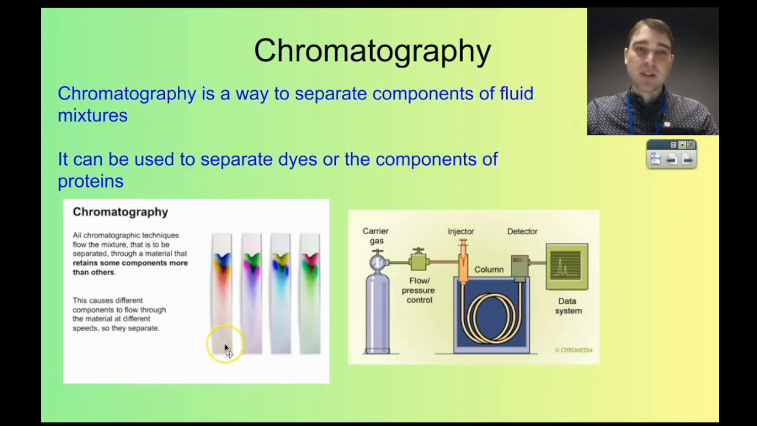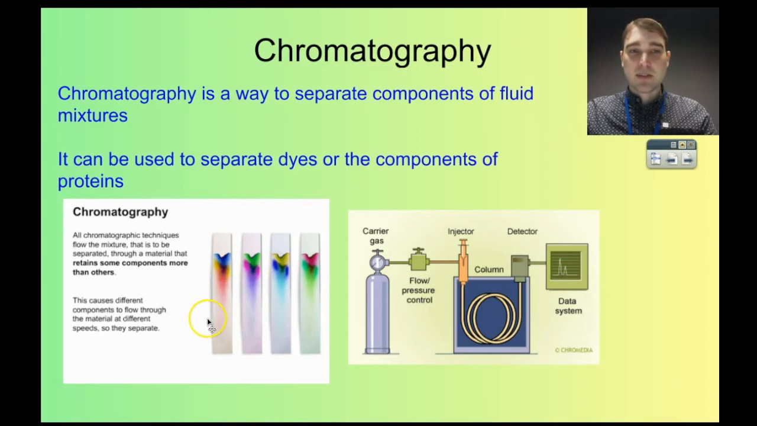You put a dot of your dye down the bottom. You rule a line normally so that you can measure how far the substances move. You pop that in water, and because of the capillary action of the paper, the water travels up through the paper. And as the water travels up through, it takes the dye with it.